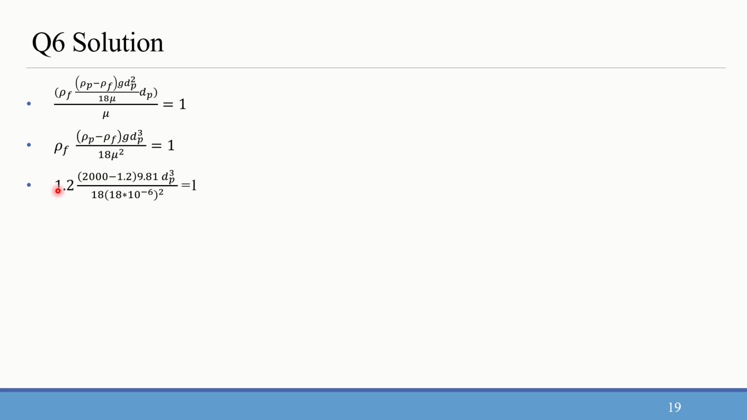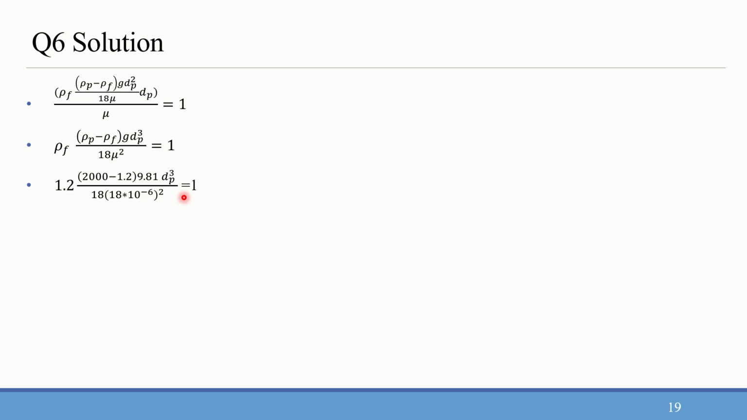Now substituting everything: rho f is 1.2 kg per meter cube, rho p is 2000, rho f is again 1.2 kg per meter cube, g is 9.81, dp is unknown, divided by 18 mu square, where mu is 18 into 10 power minus 6 pascal second. We have substituted that, equal to 1. So on calculating this, we will be able to find the dp value in micrometer.